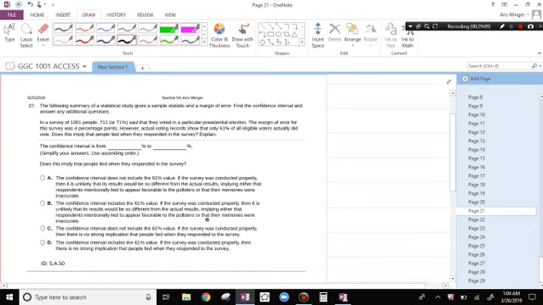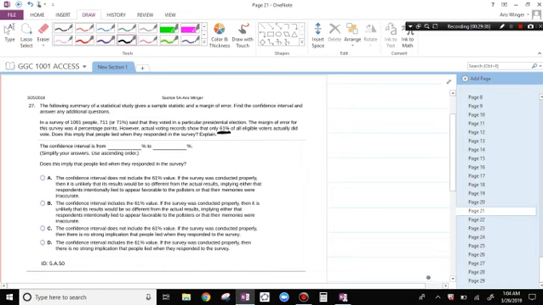The following summary of a statistical study gives a sample statistic and a margin of error. In a survey of 1,001 people, 711 or 71% said that they voted in a particular presidential election. The margin of error for this survey was 4%. However, actual voting records show that only 61% of all eligible voters actually did vote. Does this imply that people lied when they responded in the survey?